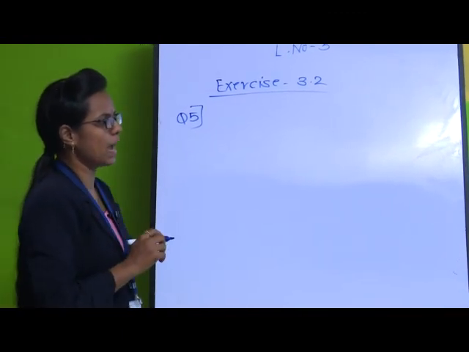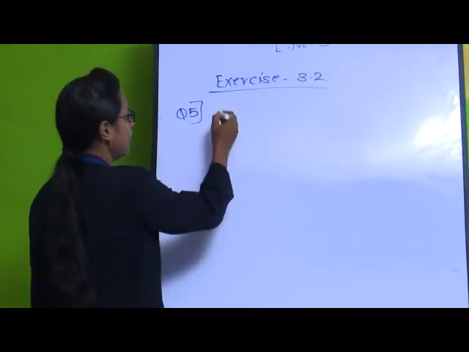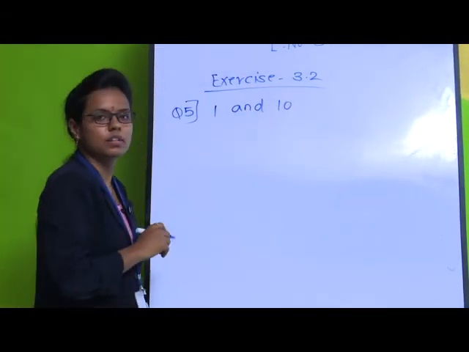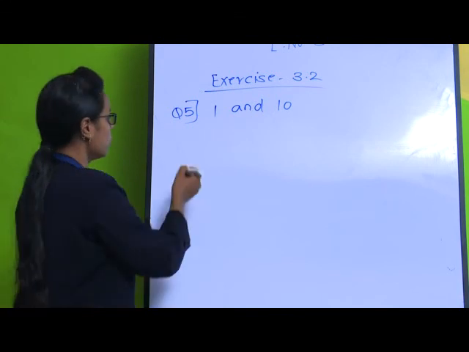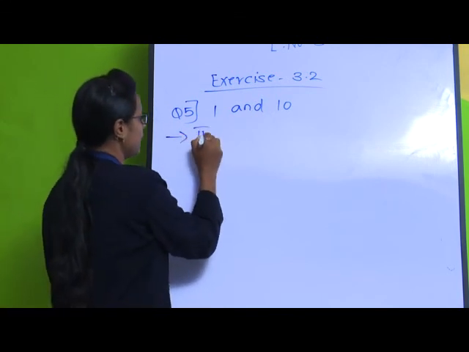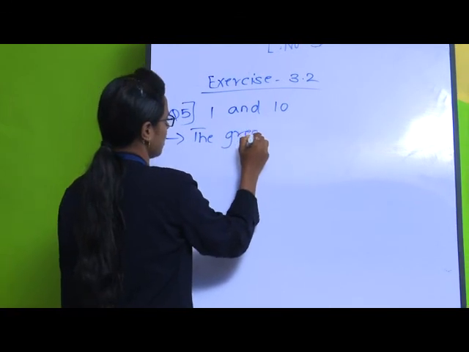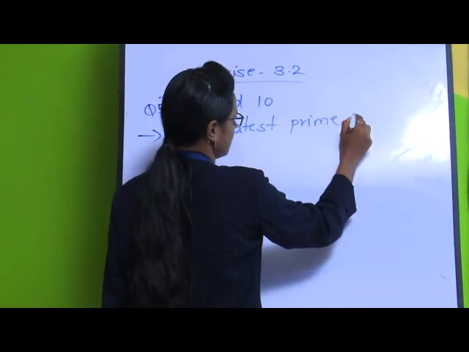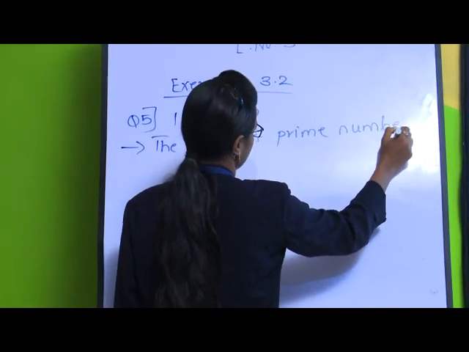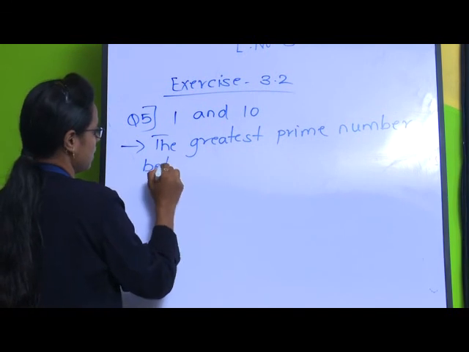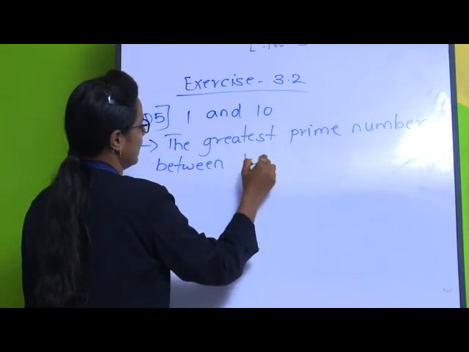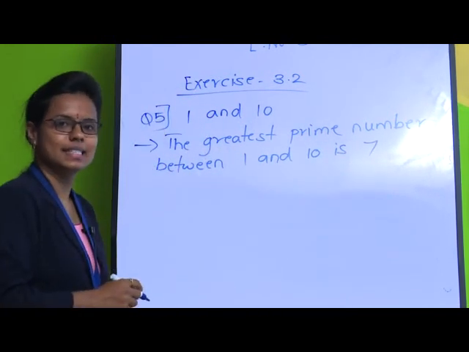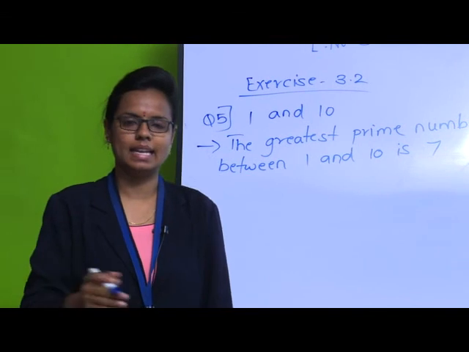Next question is, what is the greatest prime number between 1 and 10? Between 1 and 10, which is the greatest prime number? What will be the greatest prime? Can any one of you tell me? The greatest prime number between 1 and 10 is what? 7. It's 7. The greatest prime number between 1 and 10 is 7.